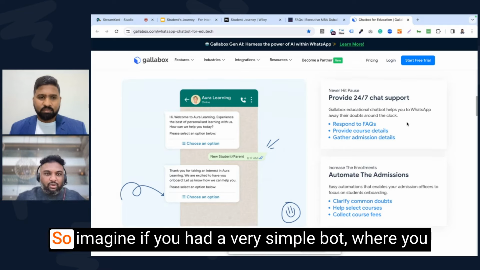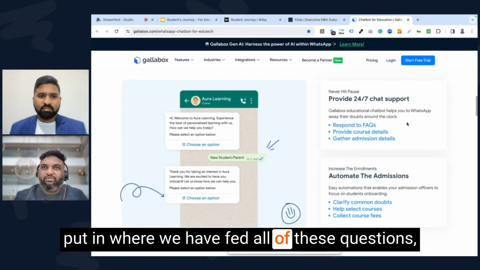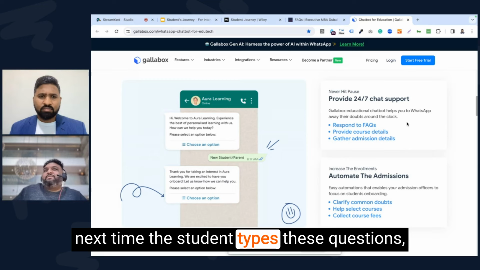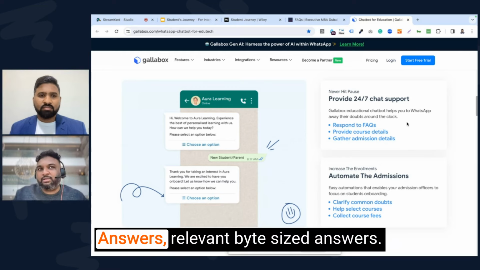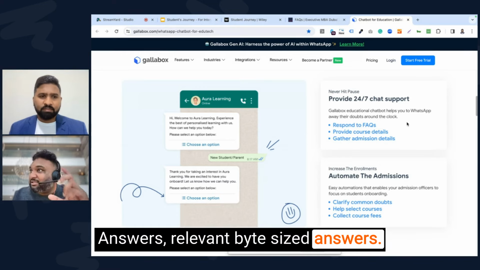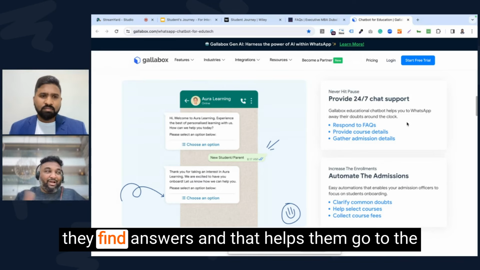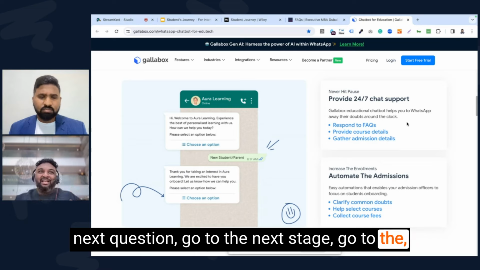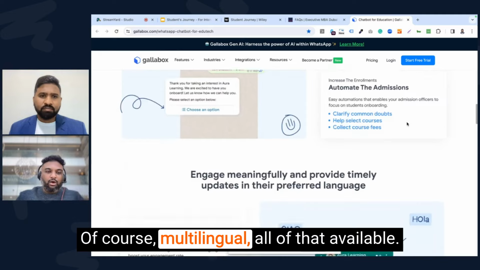irrespective of location. So imagine if you had a very simple bot where you fed all of these questions and answers, so that the next time the student types these questions, they are immediately responded to with relevant, bite-sized answers, just like how we looked at the example at London Business School. They find answers, and that helps them go to the next question, go to the next stage, and helps them in decision making. And that's the goal, of course, multilingual, all of that available.